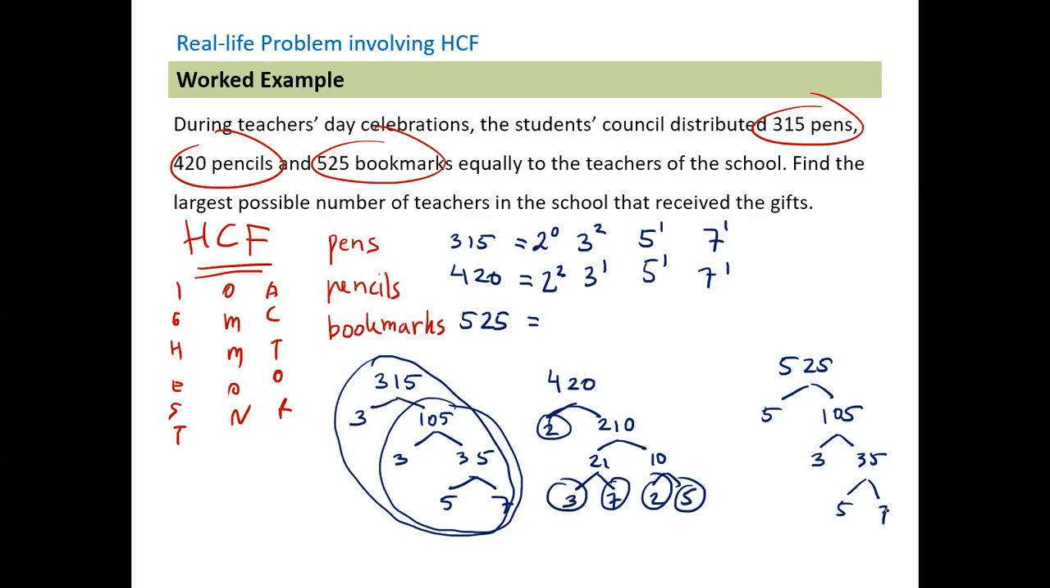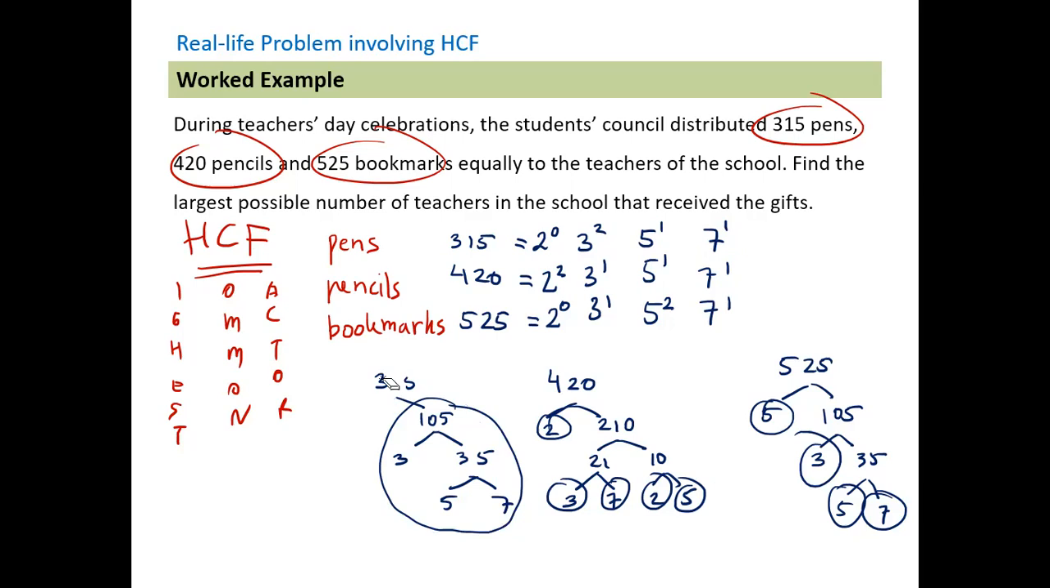Just copy paste. So we have 3 power 1. We don't have any 2, so 2 power 0, right? And then 5 to the power of 2 and 7 to the power of 1, right? We have two 5s, one 7 and one 3. After we do the prime factorization, I want to erase all these numbers because we are done with this.